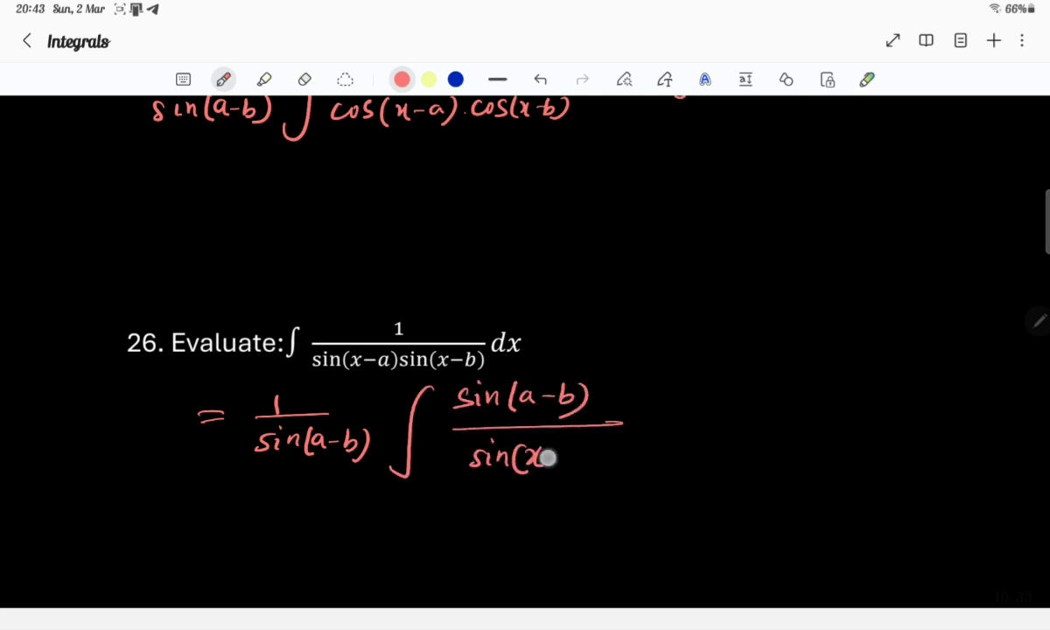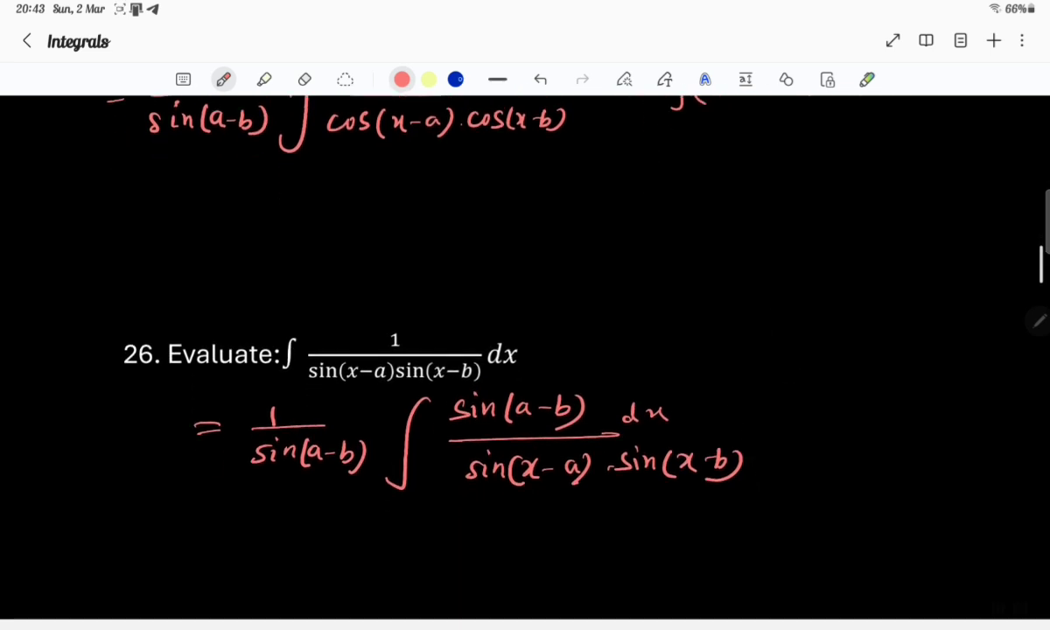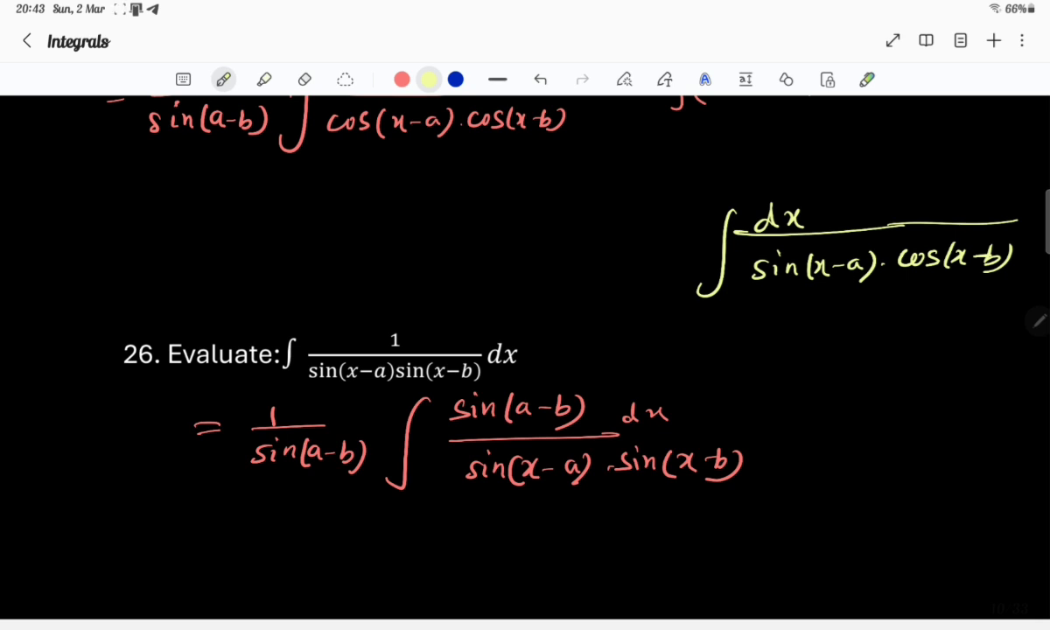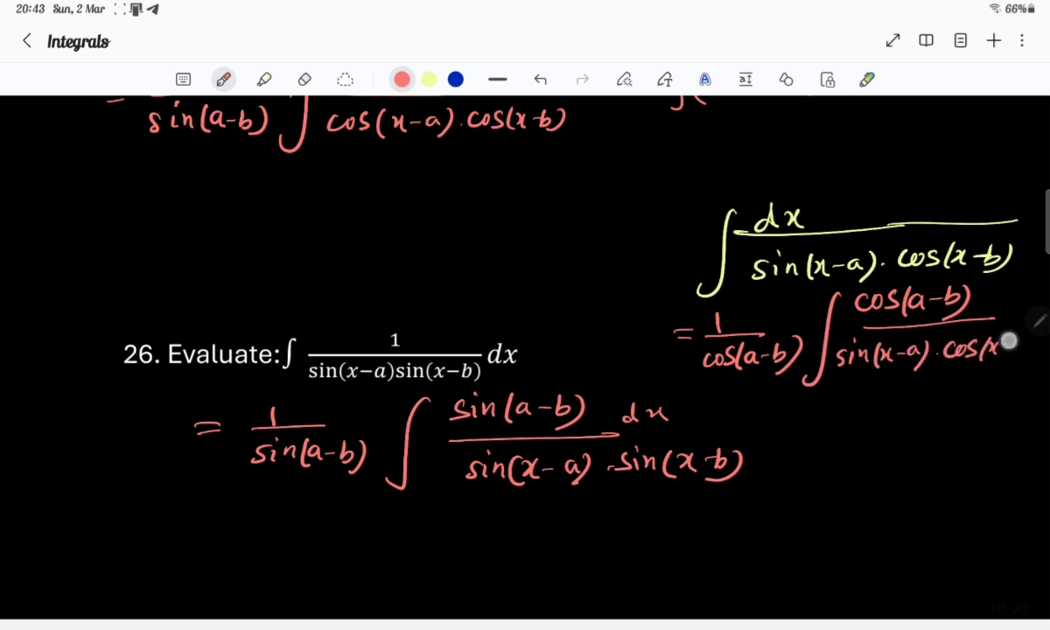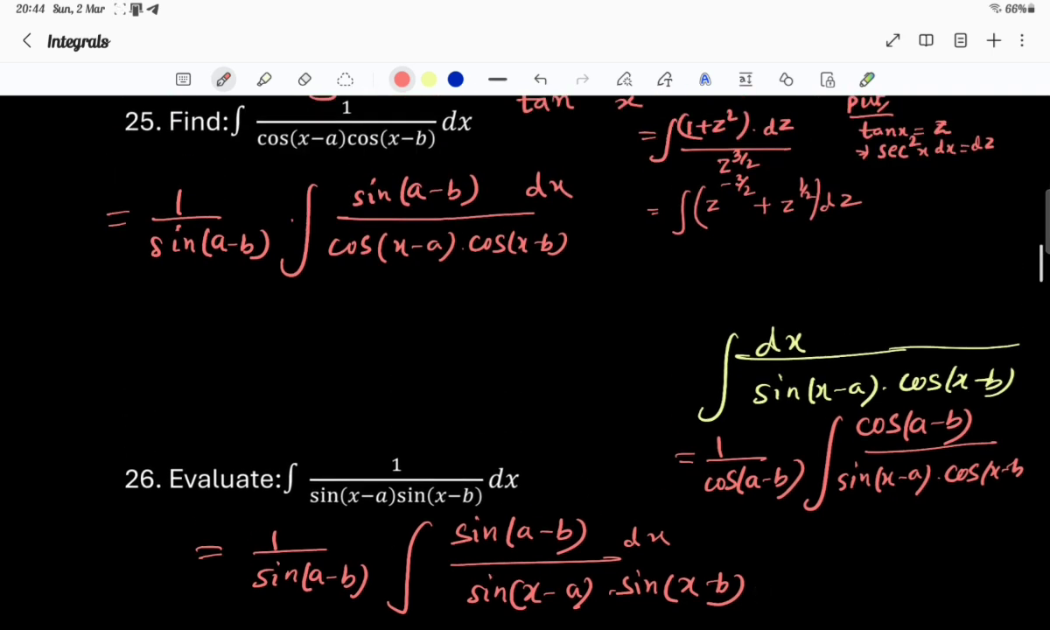Now one more type of question they can ask you, like this also: dx by sin x minus a into cos x minus b. Two different functions, sin and cos, in the denominator. In that case, what will we do? You divide by cos a minus b and multiply by cos a minus b. So there are 3 types of questions: both same in the denominator, and it may be cos, cos, sin, sin, or sin, cos in the denominator. Understood?